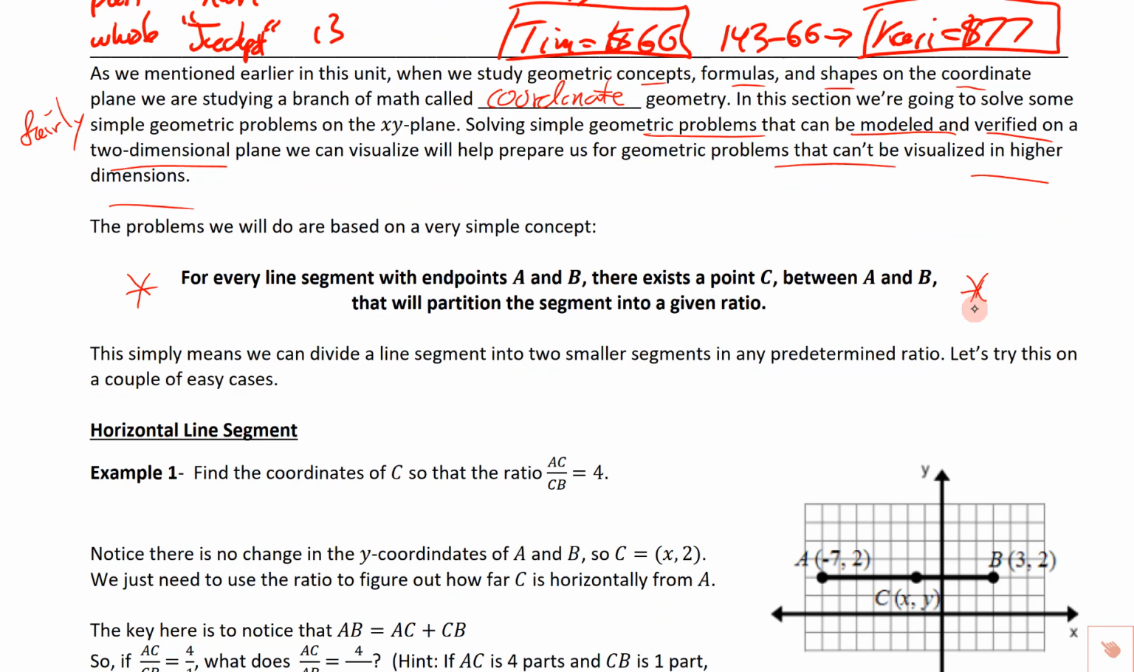It says, for every line segment with endpoints A and B, there exists a point C between A and B, so between the endpoints, that will partition the segment into a given ratio. That's all we're doing today. So, in a nutshell, we're going to take a line segment and chop it into 2 pieces. We're going to divide it into 2 pieces in some predetermined ratio, like that predetermined ratio for Tim and Carrie.